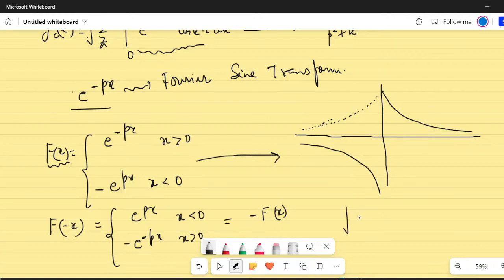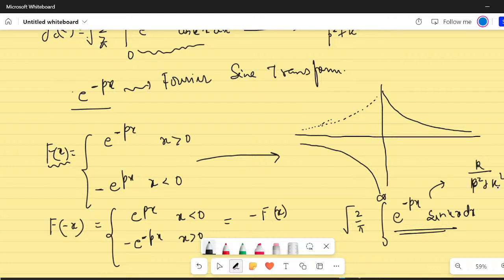And what would be the Fourier sine transform? This would be root over 2 upon pi, integration from 0 to infinity, e to the power minus px, and then this will be sine of kx dx. Clearly this is equivalent to writing the Laplace transform of sine kx, and the Laplace transform of sine kx is simply k upon p square plus k square. I hope it is clear.